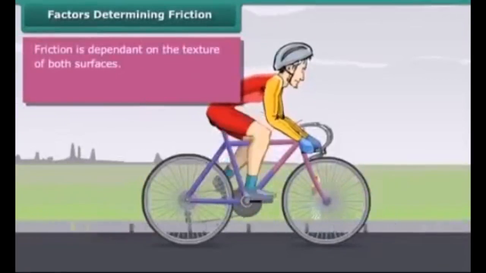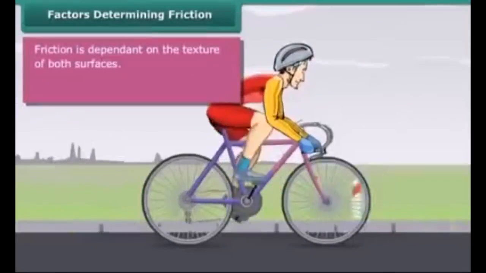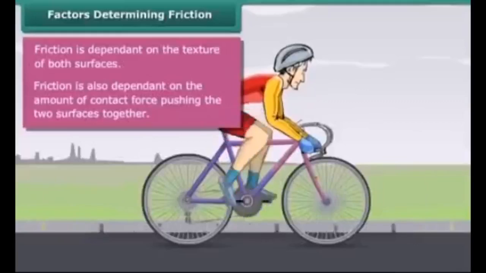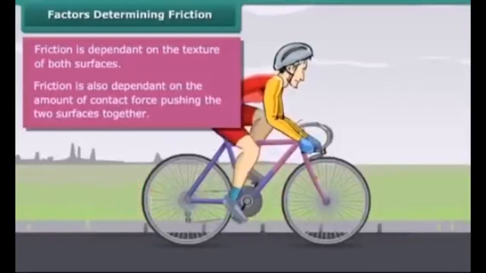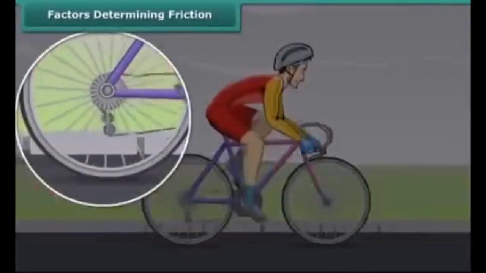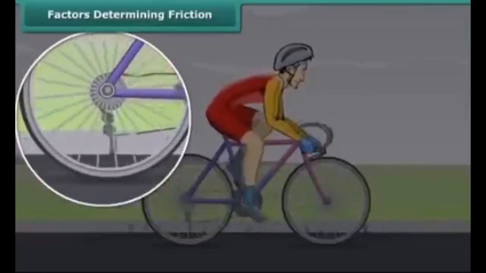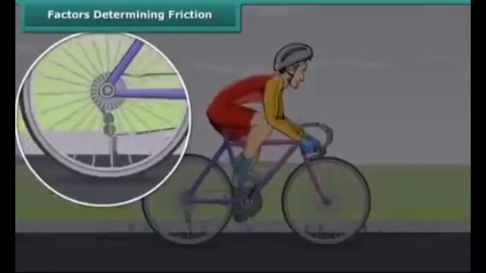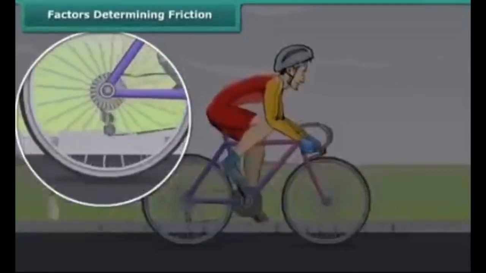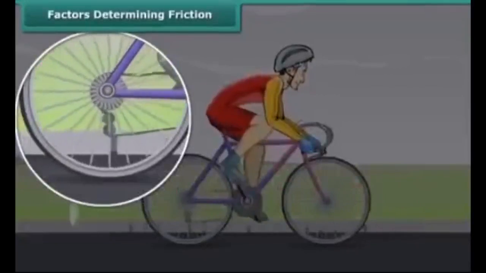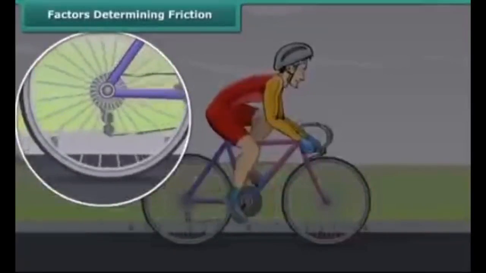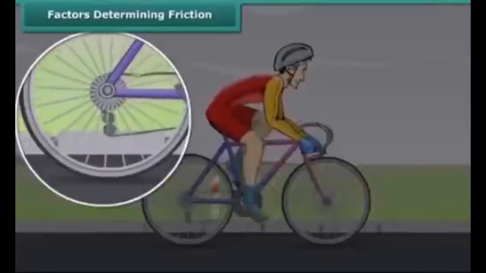Friction is dependent on the texture of both surfaces. Friction is also dependent on the amount of contact force pushing the two surfaces together. A simple answer to this is that, while in motion, the tires of the bicycle are rubbing against the surface of the road. When two surfaces rub on one another, the force comes into play. This force acts in the direction opposite to the direction of motion. Thus, it slows down the motion and finally brings the moving object to a stop.